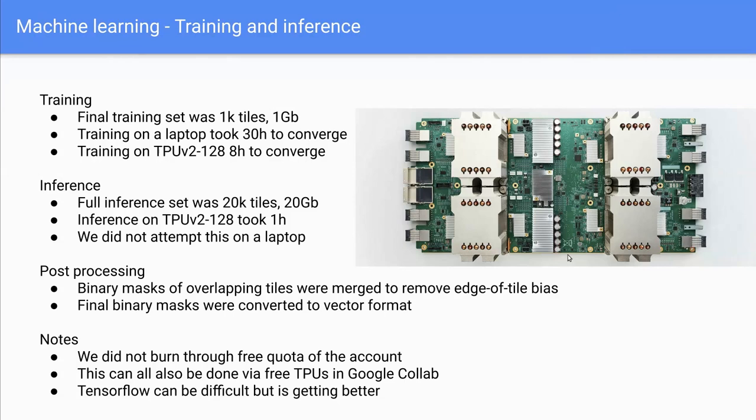TensorFlow can be difficult, but it's getting better. I'm not sure this is true anymore. I think it's getting worse. I would start with PyTorch or FastAI. I don't know if you're familiar. FastAI is like a higher level thing that's now completely switching to PyTorch. I hear that most researchers go for PyTorch these days because it's faster to iterate. But then for deployments, TensorFlow is popular because it's more engineered. So I don't know. For a project like this, this is probably not an issue, just because we need to run inference once.